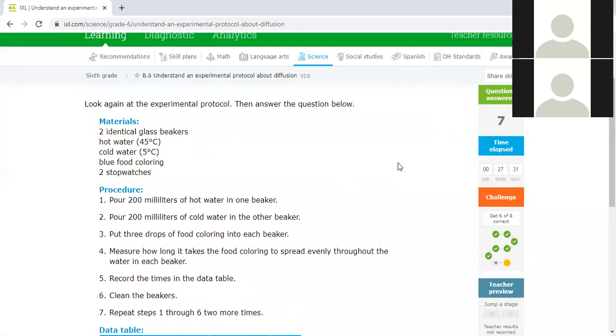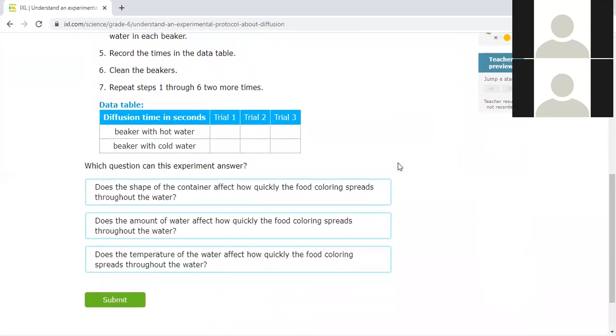Okay, so same experiment. Which question can we answer in this experiment? We talked about this last week, experimental questions. So based on just all the things we have, what can we do basically? And so 2 of these we can't do. The first one, does the shape of the container affect how quickly the food coloring spreads? Does the amount of water affect how quickly the food coloring spreads? Does the temperature affect how quickly the food coloring spreads?